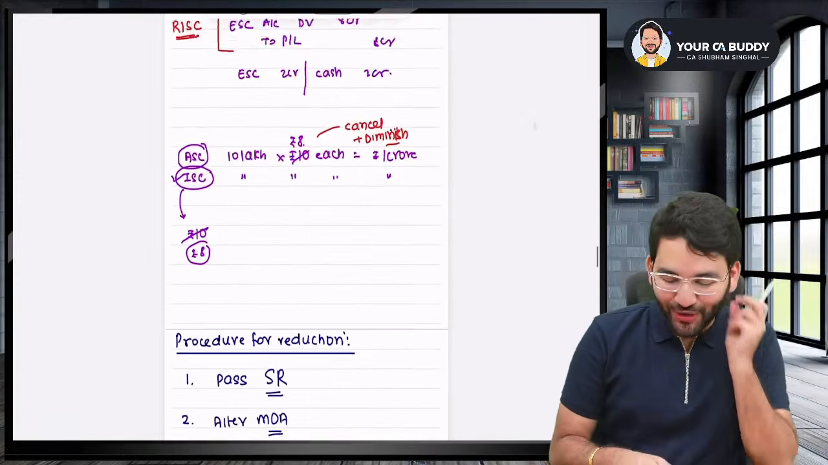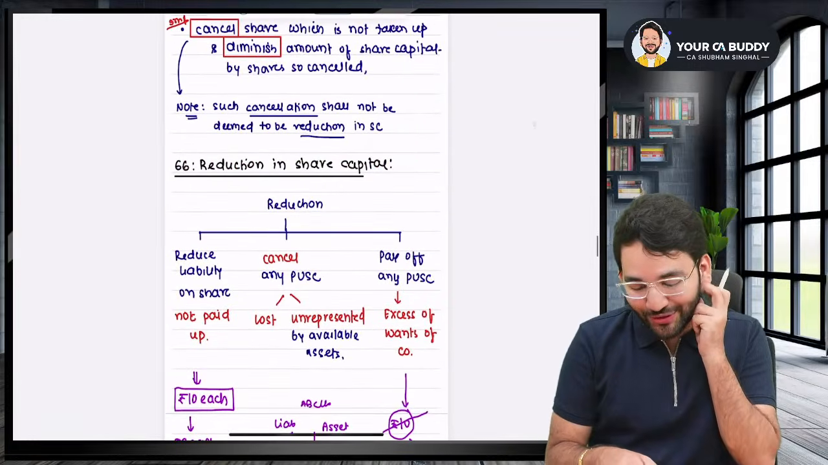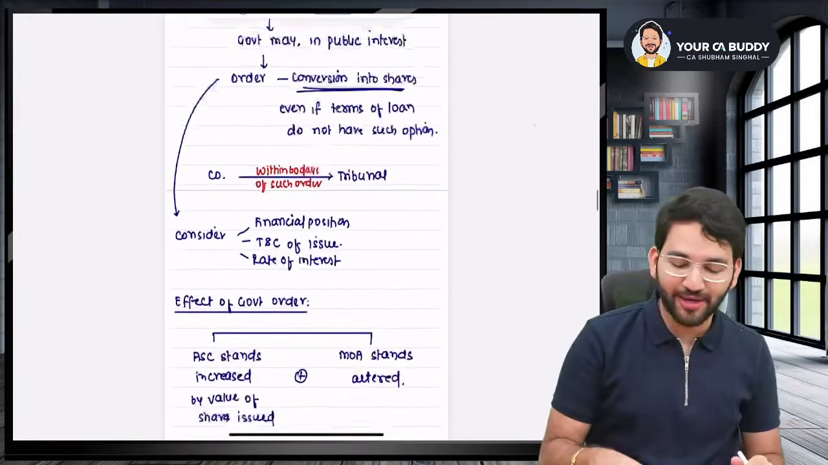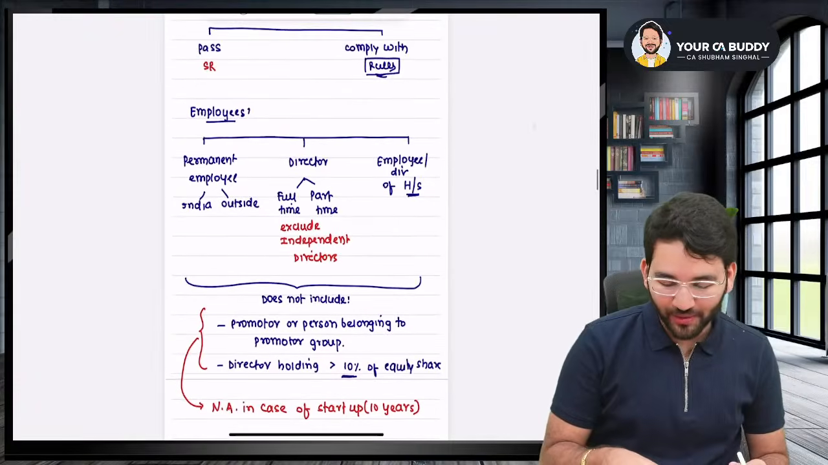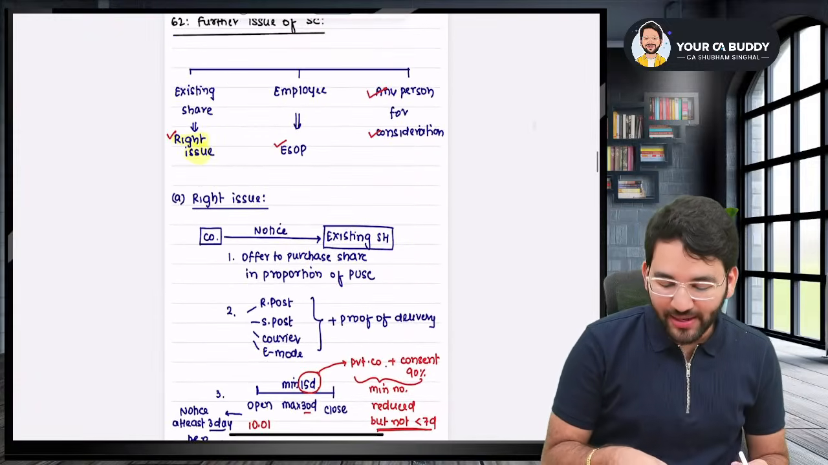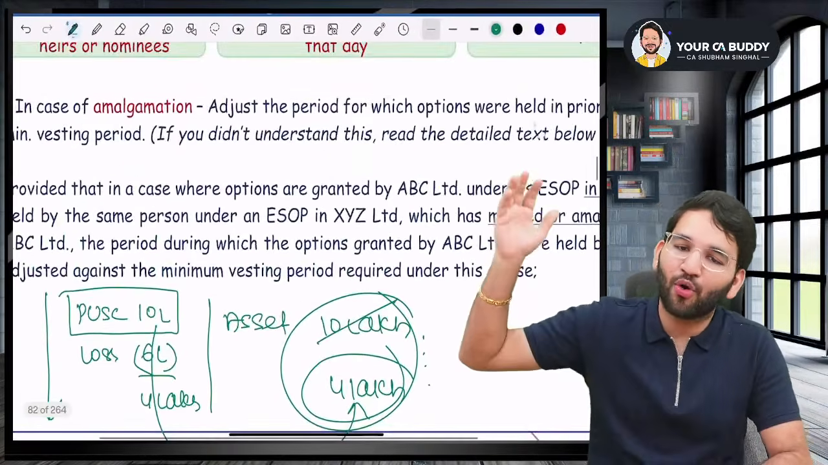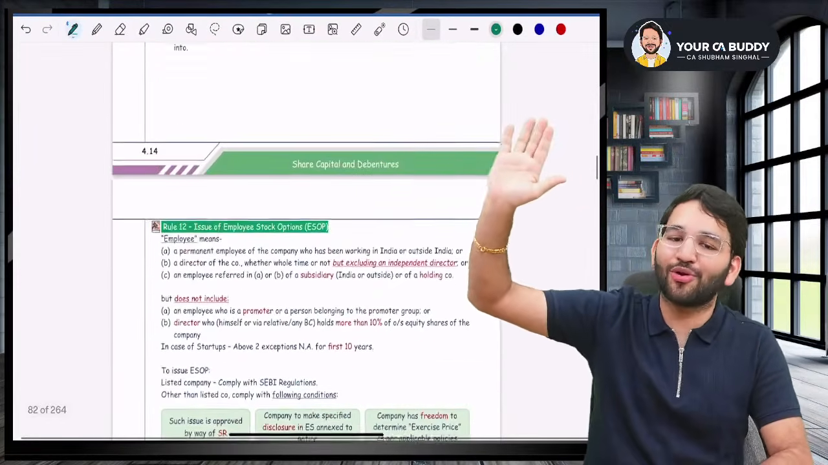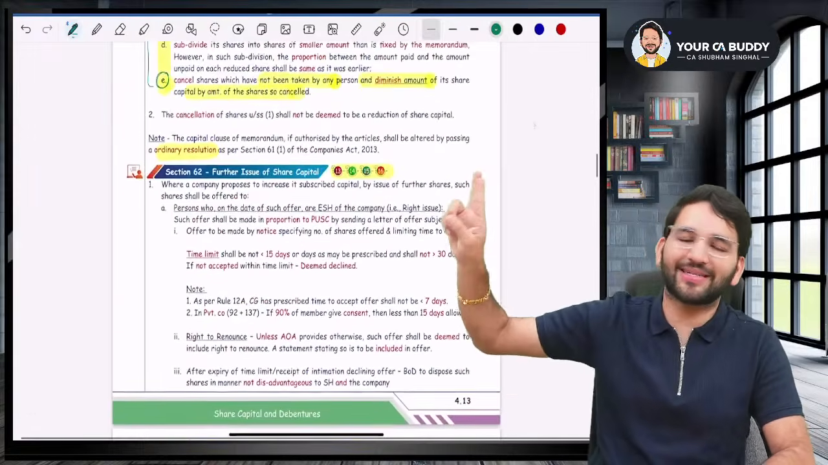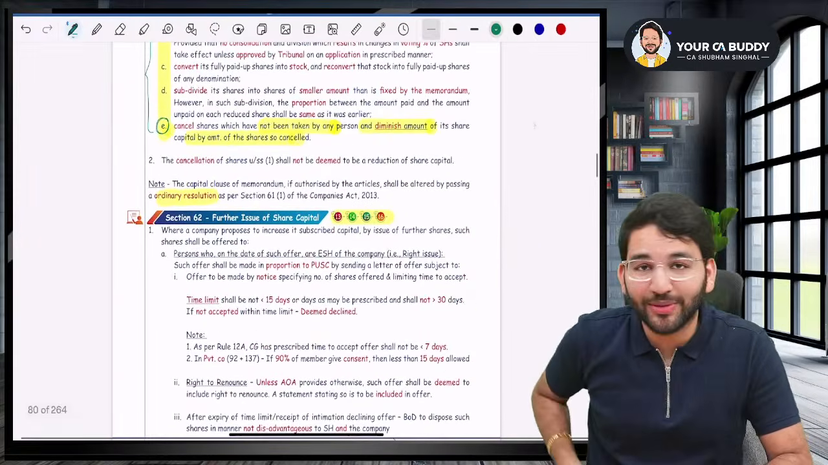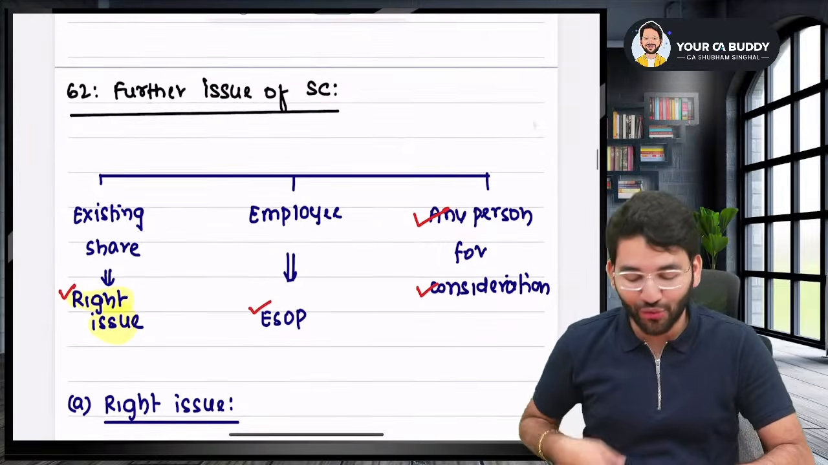Sir, this is your section number 66, which talks about reduction of share capital. Now let's move to the next bigger section, sir. Section number 62. What is section number 62? We will read it from the notes because we have made pretty good notes. You can also use my summary book. The flow would be the same. You can also use the ICA module. The flow would be the same. But 61 is done, 66 is done. Now coming to the next section, which is 62, which is further issue of share capital.